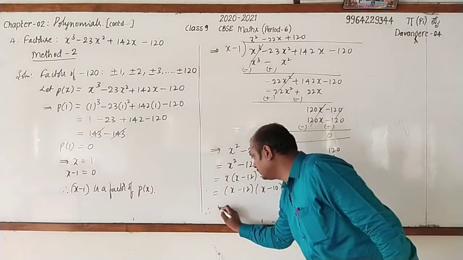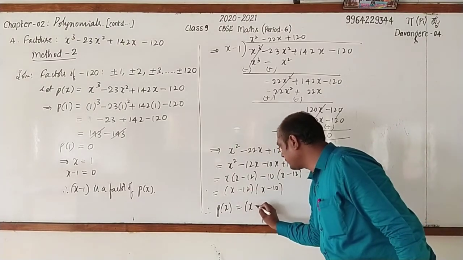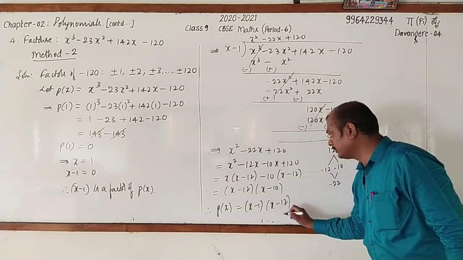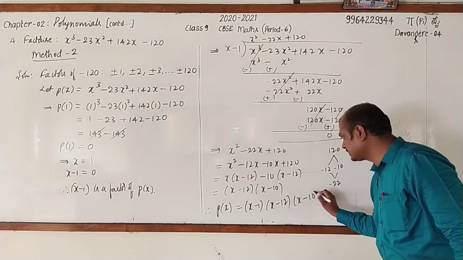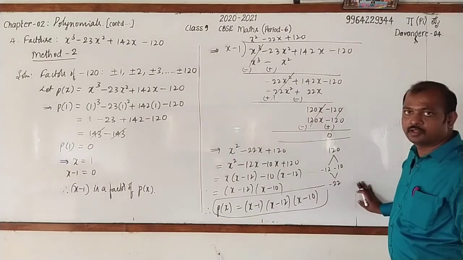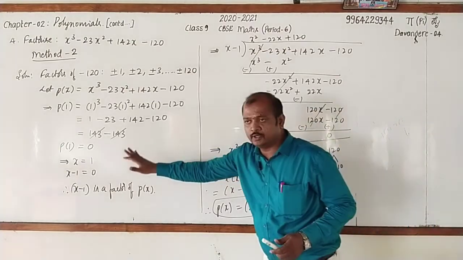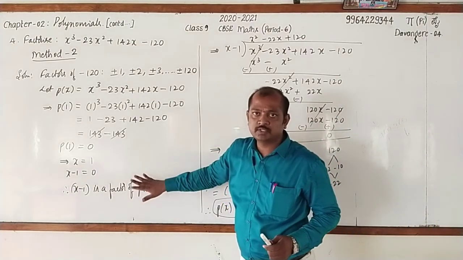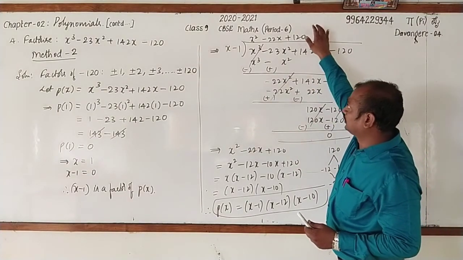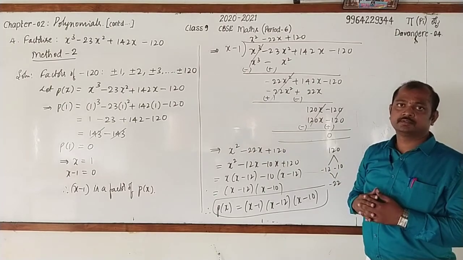Now conclusion. Therefore, p of x, what is the first factor? It is x minus 1. Second factor, x minus 12. Third factor, x minus 10. Hence, this is the factorization. Clear? Hope that you have understood the second method. Very simple. Find out the first factor. By using that factor, divide the given polynomial, you get the quotient. Factorize the quotient. Yes, go for this.